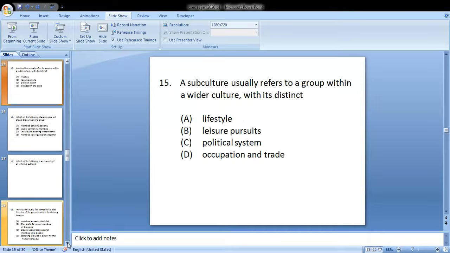15 says, a subculture usually refers to a group within a wider culture with its distinct A. lifestyle, B. leisure pursuits, C. political system, D. occupation and trade. We know it would be A. lifestyle.